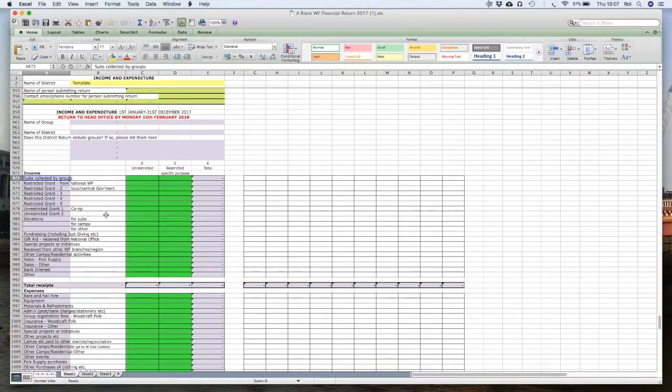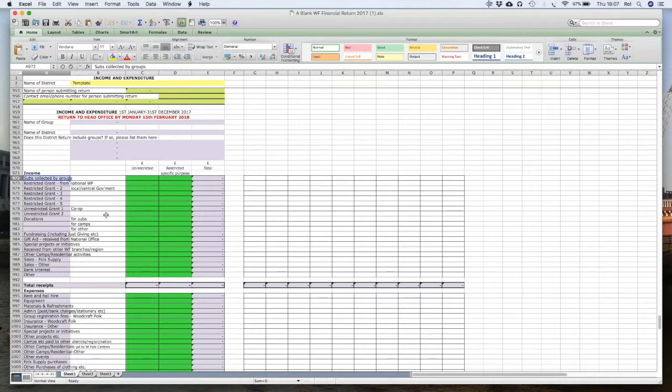And then donations. Now this was something we added last year. A lot of districts are now collecting subs and camp fees as donations rather than as straight subscriptions or payments for camp. Most districts are doing that now because they're able to claim gift aid on it.